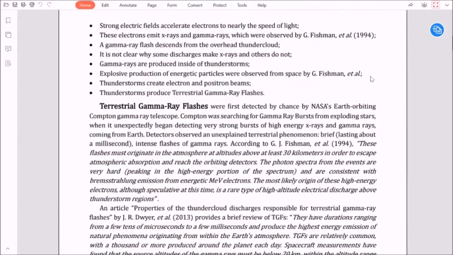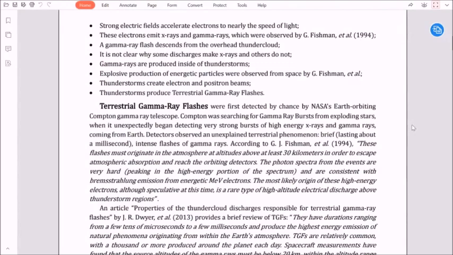Terrestrial gamma ray flashes were first detected by chance by NASA's Earth-orbiting Compton Gamma Ray Telescope. Compton was searching for gamma ray bursts from exploding stars when it unexpectedly began detecting very strong bursts of high-energy X-rays and gamma rays coming from Earth. Detectors observed an unexplained terrestrial phenomenon, brief, lasting about a millisecond, intense flashes of gamma rays.